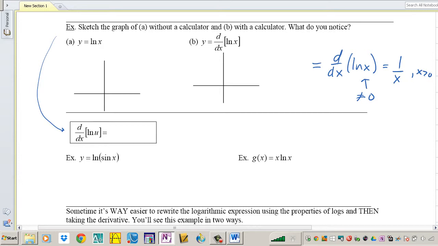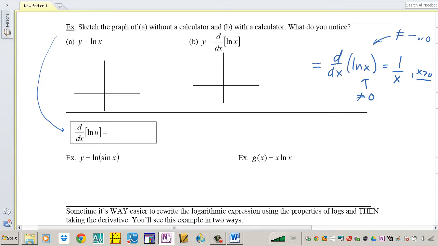Okay, just understand, you don't need to write where x is greater than 0, you just need to understand that ln cannot be negative, cannot be a negative number or 0, so that's why we use this constraint for our derivative. So if the derivative of ln x is equal to 1 over x, then what is the derivative of ln u?